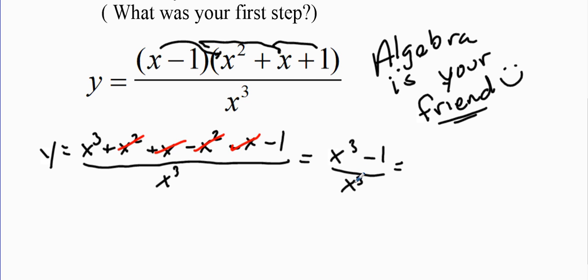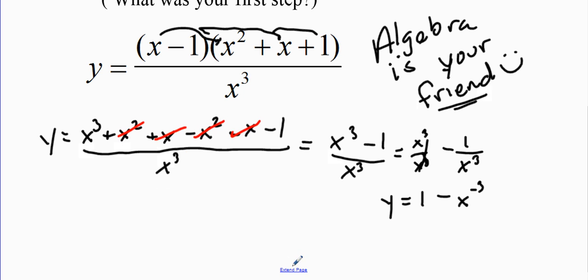I'm going to take this x cubed and divide it into each one of these expressions. So x cubed divided by x cubed is going to equal 1. And then we have minus 1 over x cubed. I apologize for my penmanship. This is going to turn into 1 minus 1 over x cubed. Well, I can change this into x to the negative third power. And so now we have y equals 1 minus x to the negative third power.